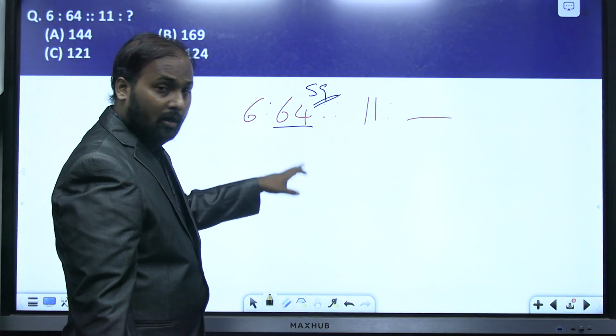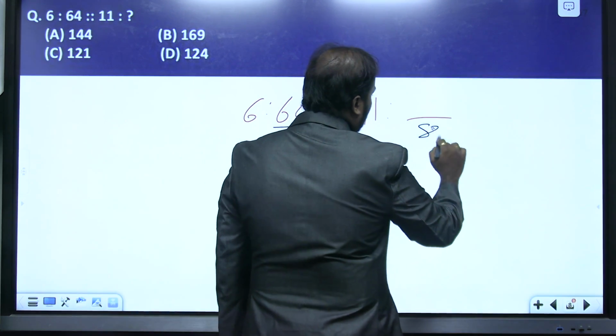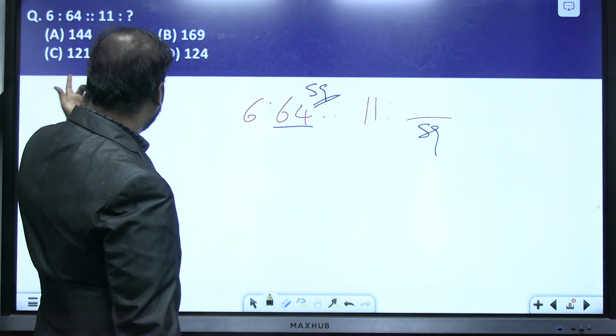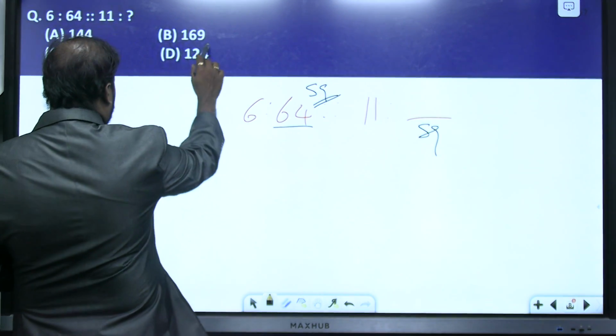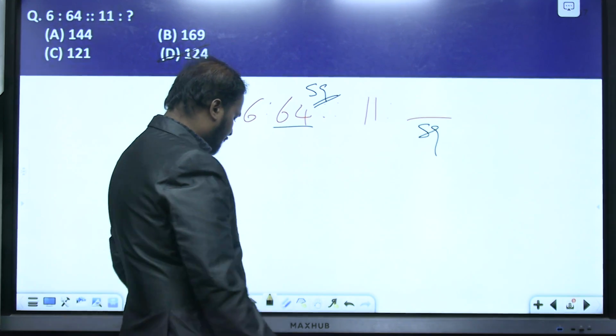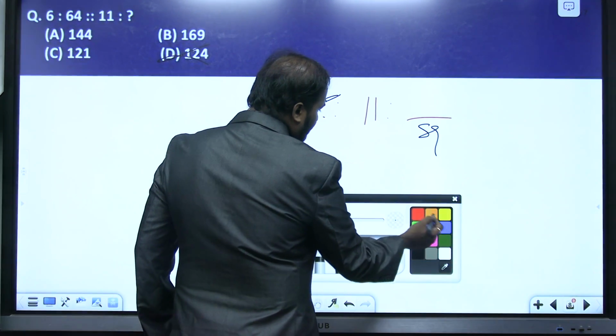Similarly here, square means obviously your answer will also be some square. Yes or no? So in the options, are there any squares? 144 is a square, 116 is a square, and 121 is also a square. So except D, the remaining are all squares. Now try to check how you got this square. It's a very easy type of question.